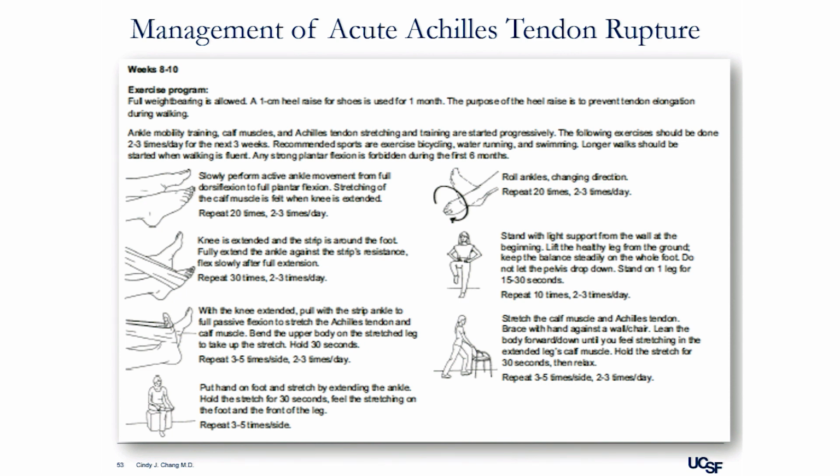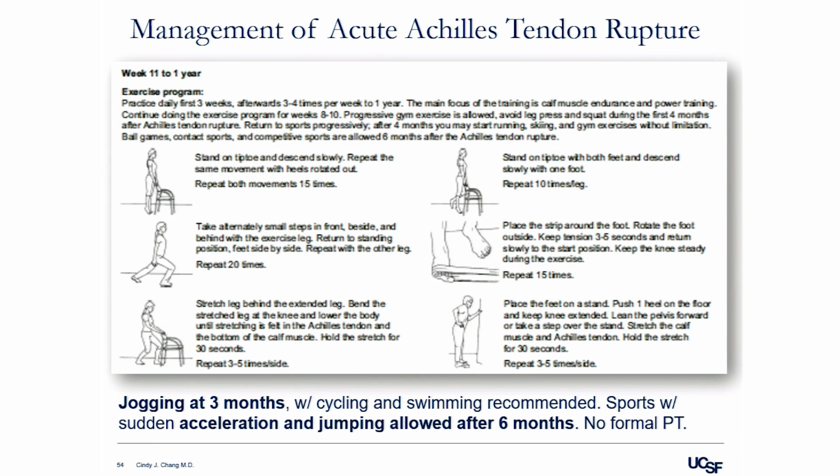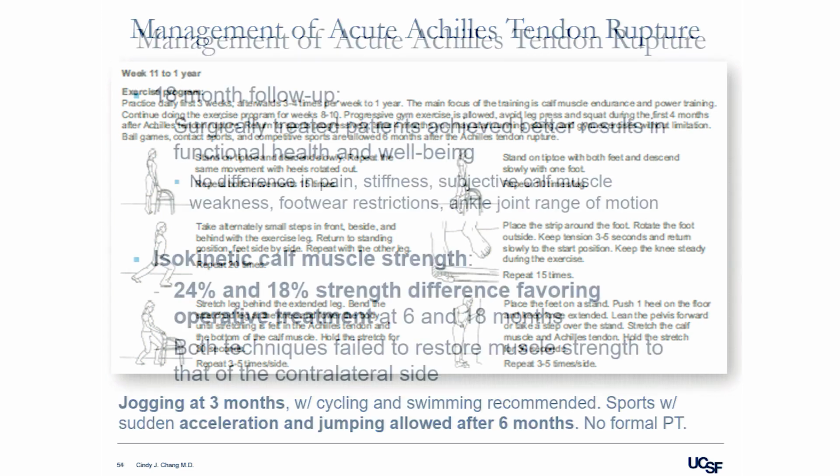weeks 8 to 10, and then you progress weeks 11 to 1 year over 2 months, and this was the exercise program. And in this group, they were allowed to jog at 3 months, and they could cycle and swim as well. Prior to that, sports with sudden acceleration and jumping were only allowed after 6 months. None of these had formal PT, they were on their own.